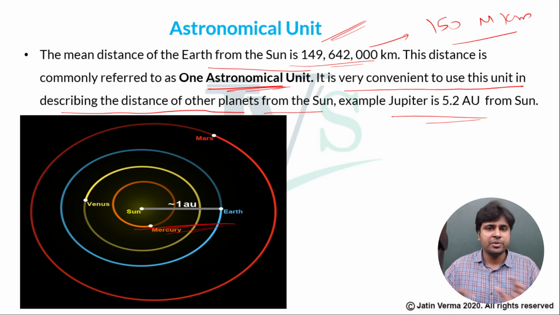See, all the astronomical distances are very, very large. So that is the reason we have taken the distance between the sun and the earth as one astronomical unit, and the distance of other planets from the sun can be described in terms of astronomical unit. For example, Jupiter is 5.2 AU, far away from the sun. Clear? So I hope this concept is clear, guys. So any more doubts, any more questions?